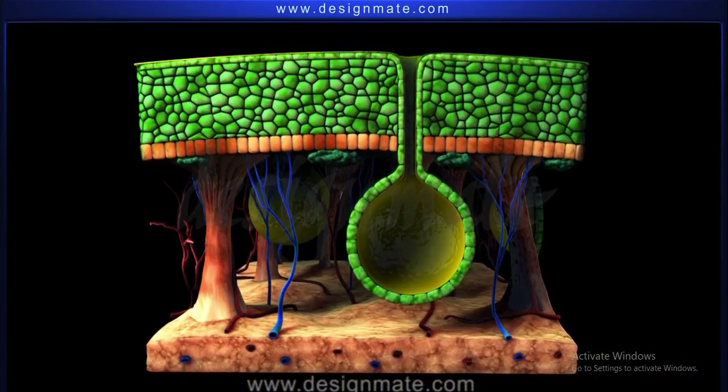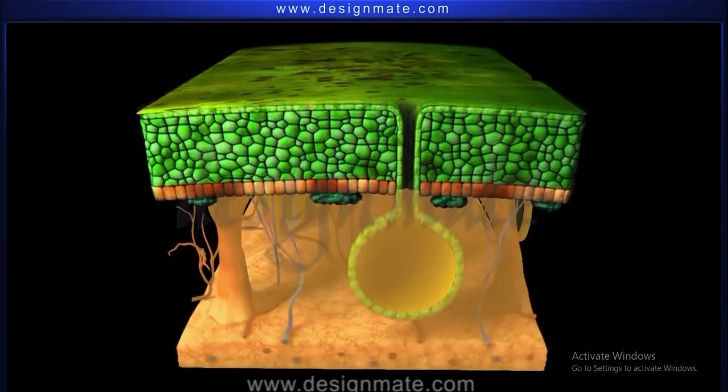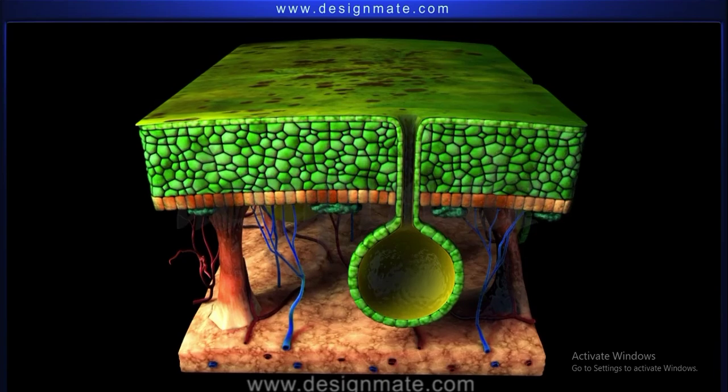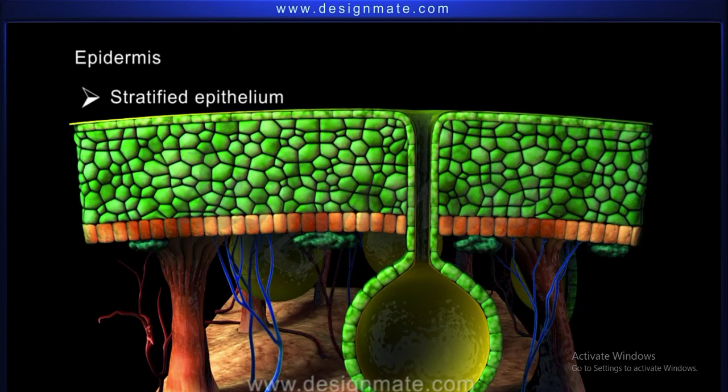Histologically, the skin can be divided into two regions, the epidermis and the dermis. The epidermis is formed of stratified epithelium, which arises from the ectoderm. It forms the compactly cellular outer region of the skin.